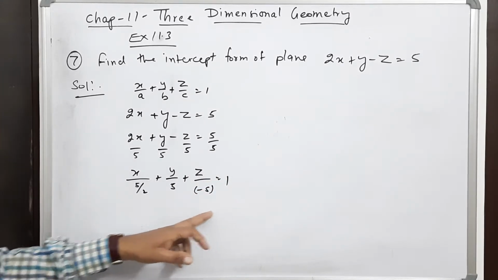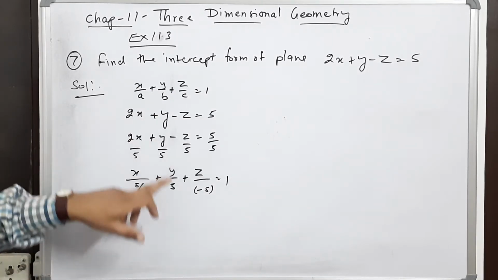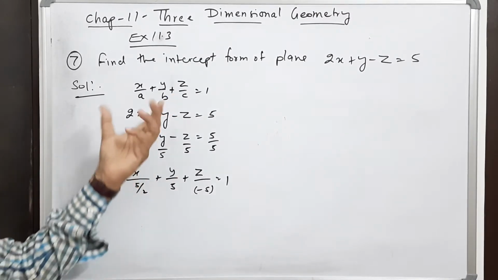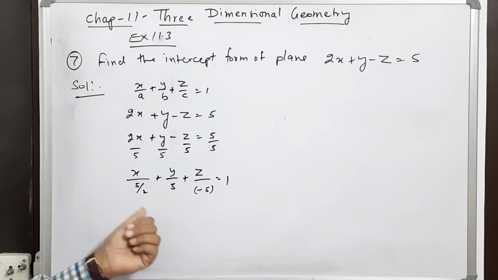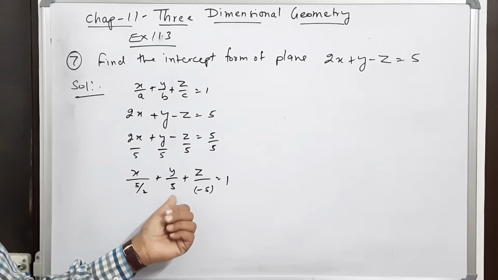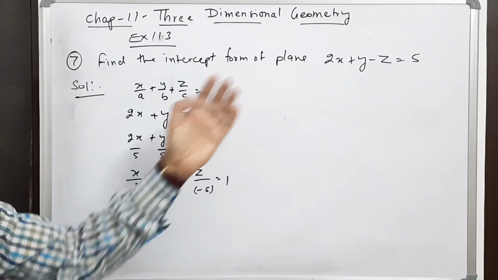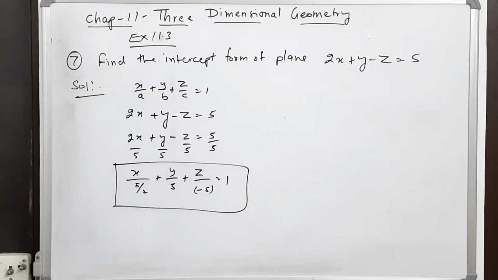So this is the intercept form of the plane, and here the value of a, that is the x intercept, is 5 by 2, the y intercept is 5 and the z intercept is minus 5. It means this plane is intersecting the x-axis at the point (5 by 2, 0, 0), the y-axis at (0, 5, 0) and the z-axis at (0, 0, minus 5). That is the importance of the intercept form of the plane. Second, if the problem asks to convert into the intercept form, then this is the answer for this particular sum.